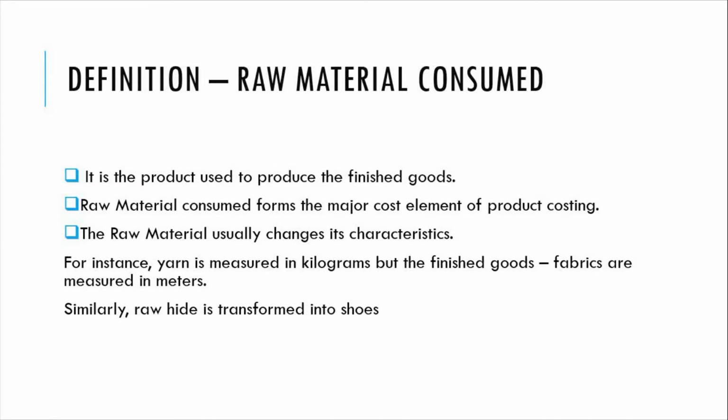So, summarizing our discussion, raw material is a product used to produce finished goods. Raw material consumed forms the major cost element of product costing. The raw material usually changes its characteristics. For instance, yarn is measured in kilograms, but the finished goods, fabrics, are measured in meters. Similarly, rawhide is transformed into number of shoes.